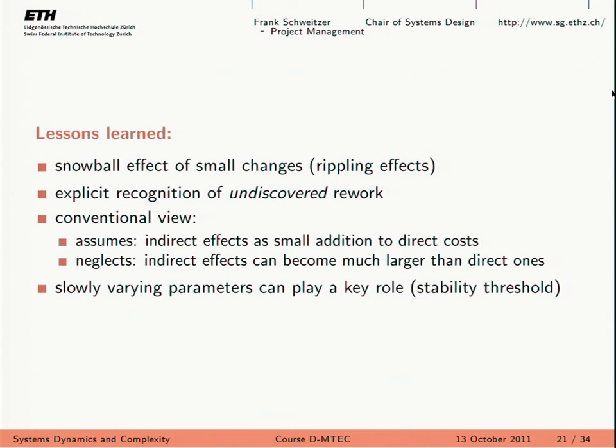There is still a lot we can predict by trying to think about these kind of feedback loops, positive and negative feedback loops. Lessons learned from these examples is that small changes can ripple down or ripple across your whole project, all the phases, and result in big delays.